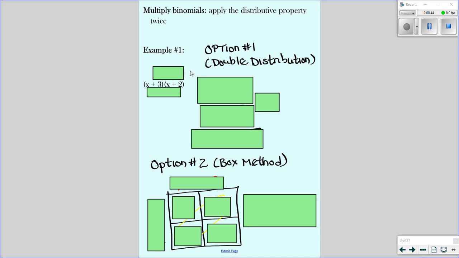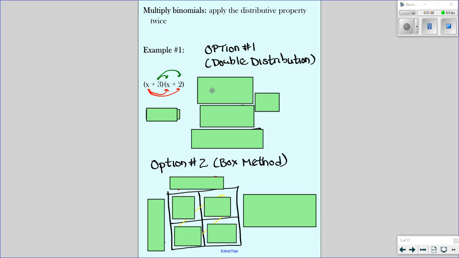So the first option, they give you x plus 3 times x plus 2. If you do the double distribution, basically you're taking the first term in the first set of parentheses and multiplying it to each of the terms in the other parentheses, and then you're taking the second term in the first and multiplying with the other two in the second parentheses.